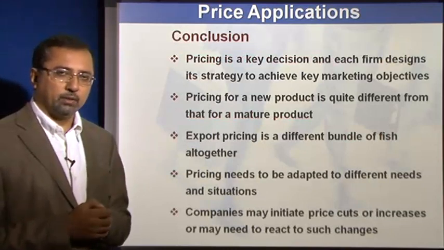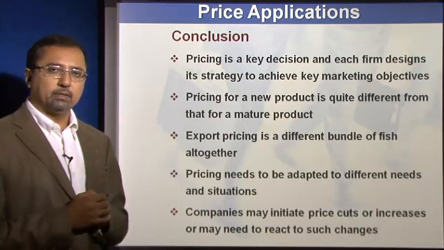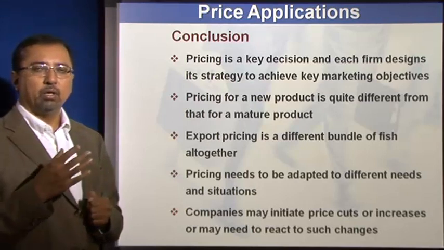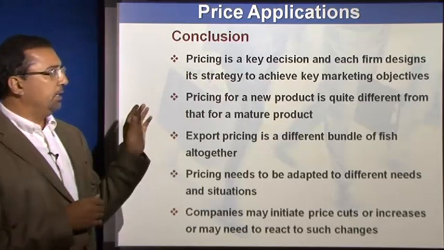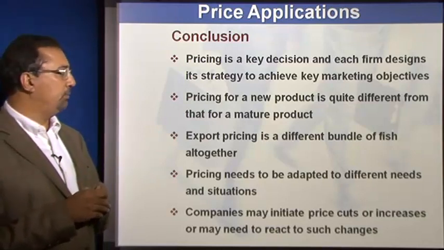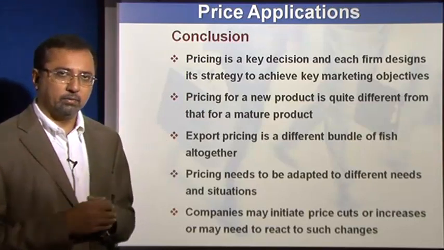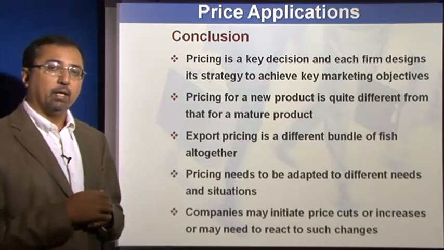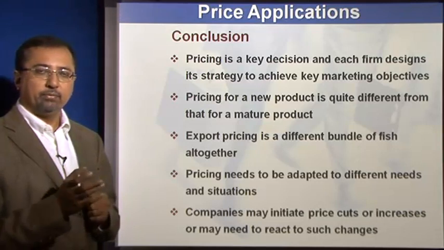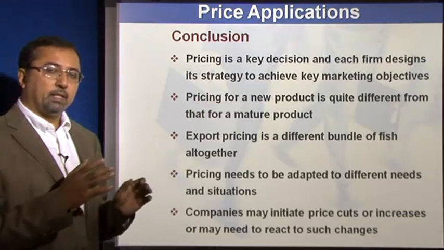So, in conclusion, we know that price is a very important P, because it is that aspect which drives revenue for the company. The other P's are more cost oriented, this is revenue oriented. Therefore, it is very important how each firm designs its strategy to achieve the key marketing objectives. We have seen that pricing for a new product is quite different from, say, pricing for a more mature product. Export pricing is also quite different from pricing for the domestic market, and there are different aspects to consider as well. There are also situations where pricing has to be adapted.